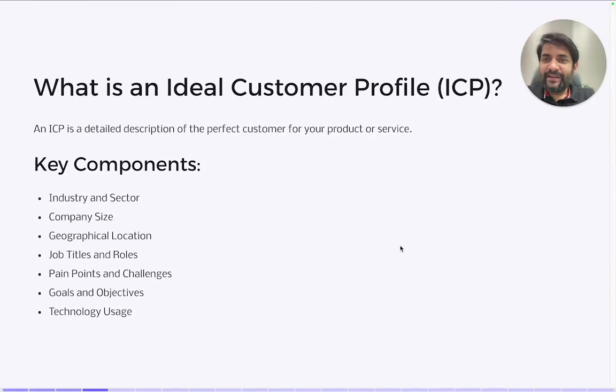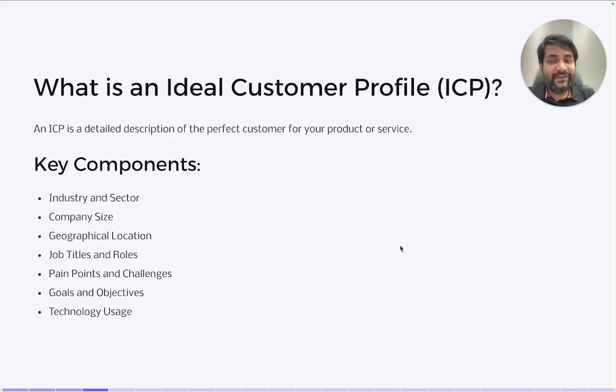Self-explanatory. So what is an ideal customer profile? What is an ICP? An ICP is a detailed description of the perfect customer for your product or service. The key components are industry and sector. It's equally relevant if you're an employee looking for a new opportunity. Then company size: what size of company you're looking for a job in, or what size of company you are looking to sell your product or service to.